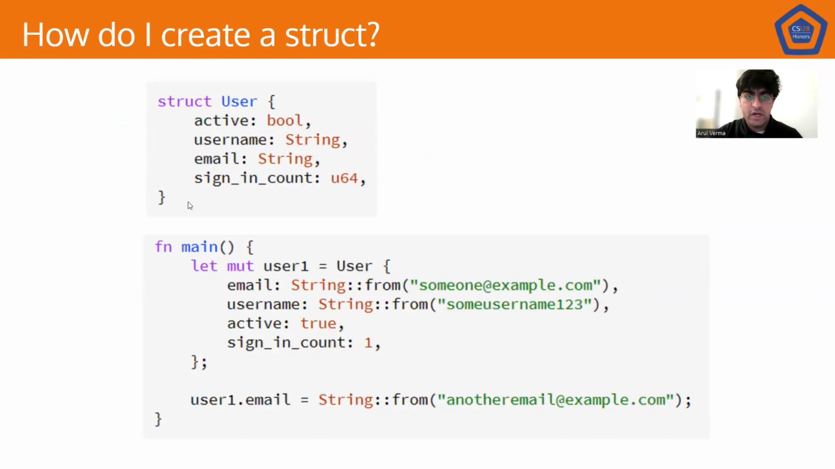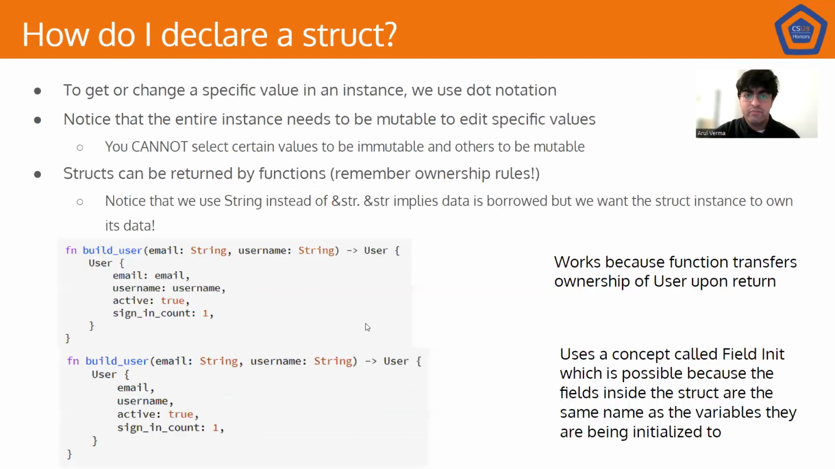So let's talk about how we can create a struct. We have a struct here on the top, struct User, with active bool, username String, email String, and sign_in_count u64. And in the bottom, we can see a creation of a mutable user1. What we do is we say let mut user1 equal User, and then we use the curly braces and fill in all of the fields that we want to specify. We can see here that we have email colon, and we give it the data that we want it to fill in. And we do that for the username, the active field, and the sign-in count. And we can also update fields using dot notation, which we're going to get into in a sec.